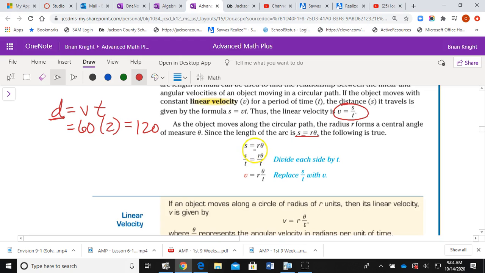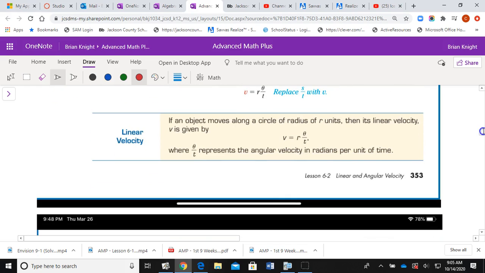So they do a little math here. They divide both of these by what? T. And there's your velocity. You multiply r times theta over t, which is basically what we did yesterday, your arc length divided by the time. That is your velocity. That is your linear velocity. So this is how far we're going in a straight line. So I'm going to make this a little easier here. Make it a little bigger.